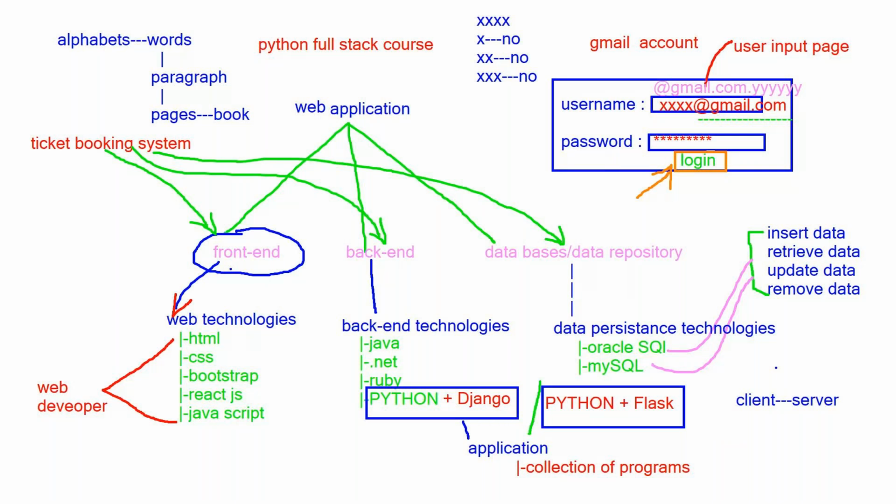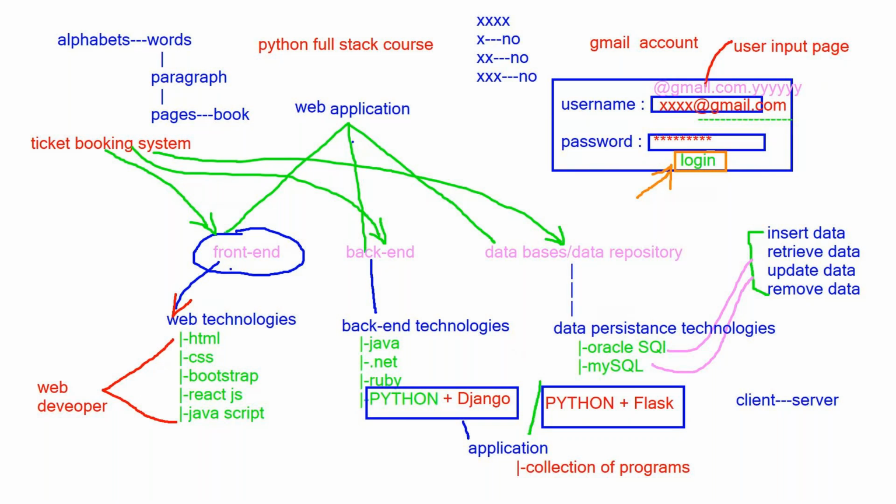Okay, so all these things you are going to learn with me as part of this web application. I briefed it as part of the Python full stack course. These are the main aspects that we are going to learn as part of the Python full stack course, using which we can make an efficient web application. We can develop an efficient web application by using these web technologies, backend technologies, and data persistency technologies.